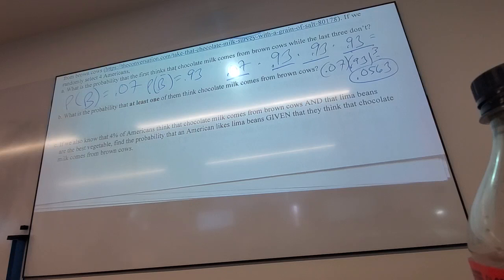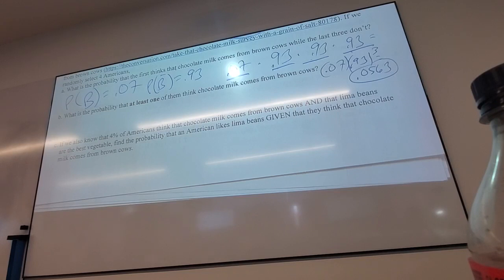Now some of you guys have tuned me out because you're like, I ain't doing all that. Because we're going to be smart. We're going to say, that question sucks. And we're going to say, what is the opposite of at least 1? What did we just say? None. So if I can figure out the probability that none of them think that way and do 1 minus that, I've answered that question.